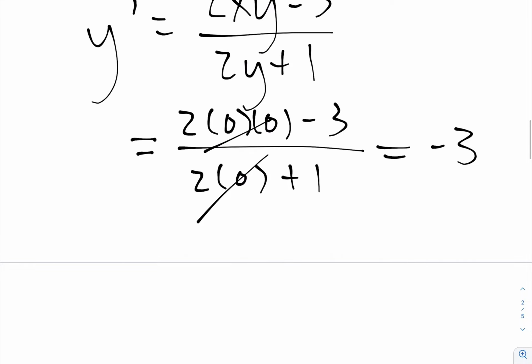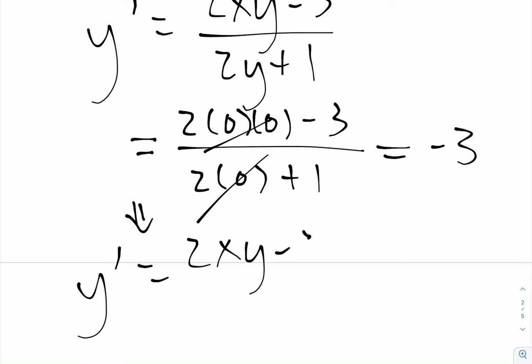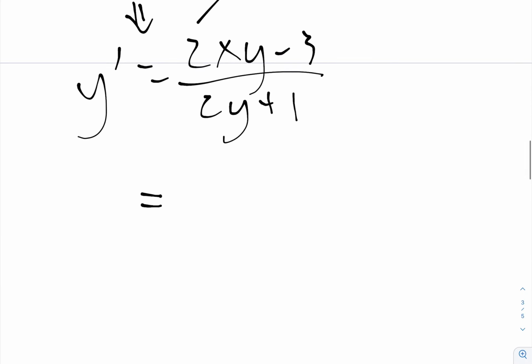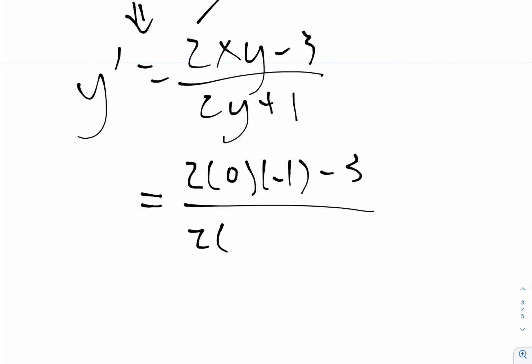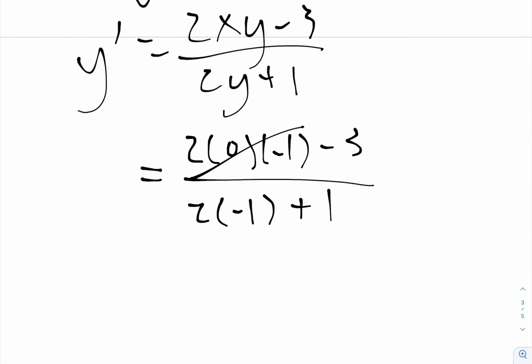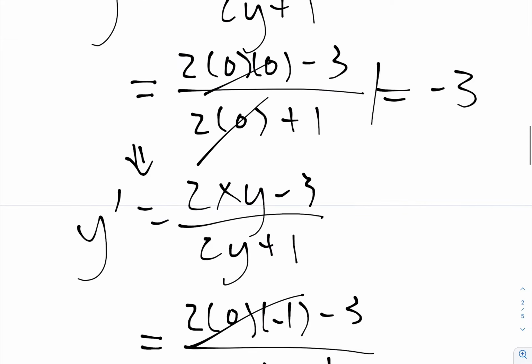Okay, what if we were doing y prime, 2xy minus 3 over 2y plus 1? What if we were doing the point 0 and negative 1? So that's going to be 2 times 0 times negative 1. That's going to be 0 as well. Minus 3 over 2 times negative 1, right? That's our y plus 1. So this term's going to go away. 2 times negative 1 is negative 2, plus 1 is negative 1. So it's going to be negative 3 over negative 1, which is positive 3. So these are our two slopes.